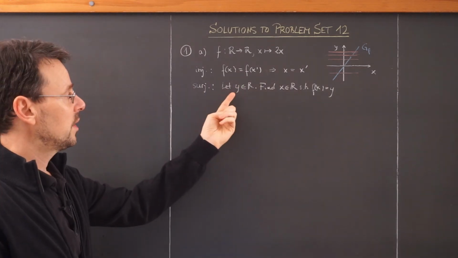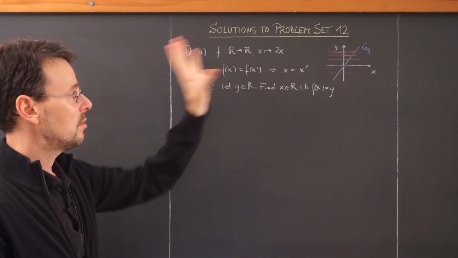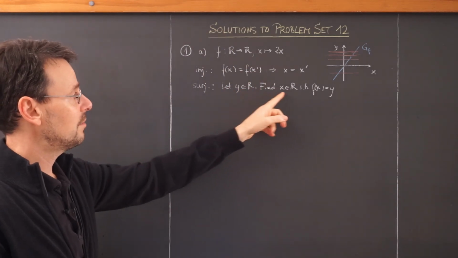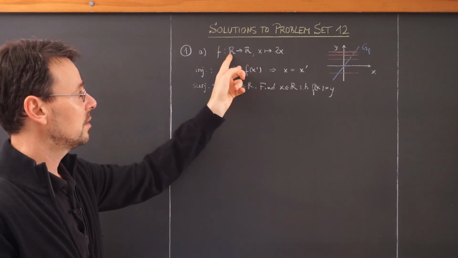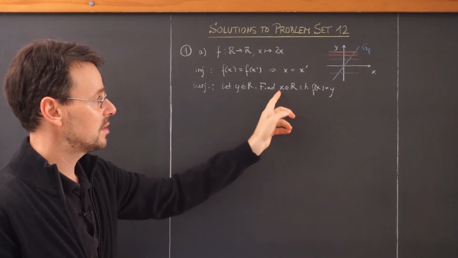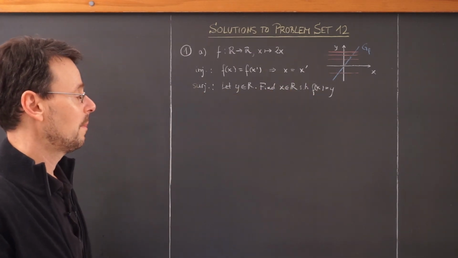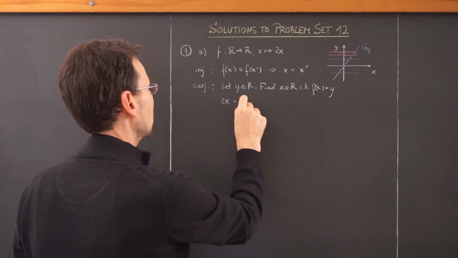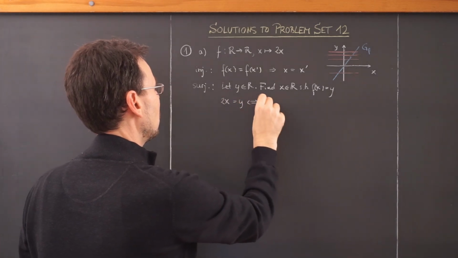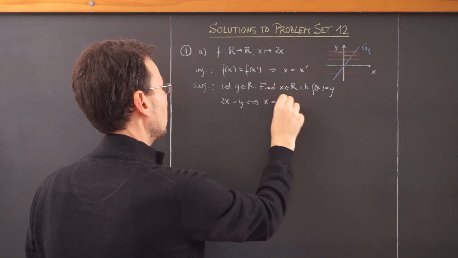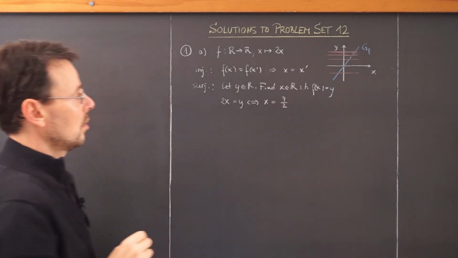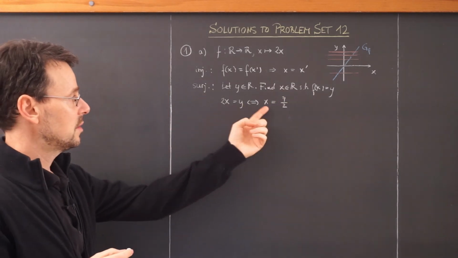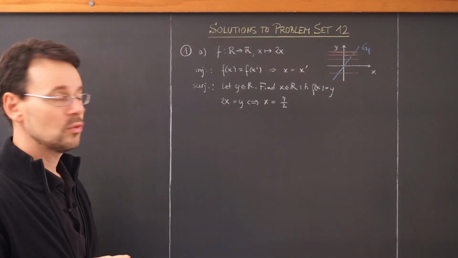For the beginning, let's write it down. We take an element y of the codomain and we have to find an element in the domain such that it gets mapped to this y. Now, this can always be done. Simply take y over 2.